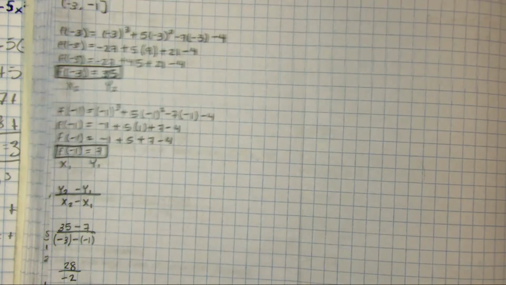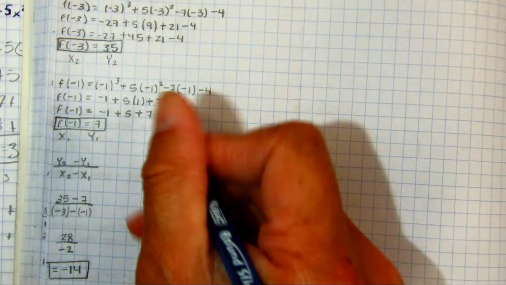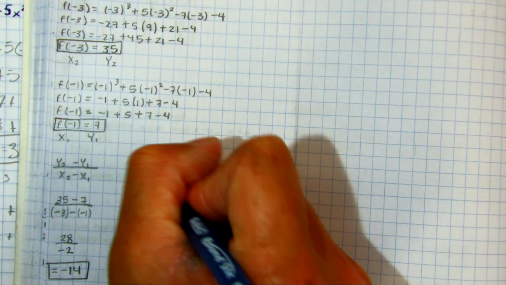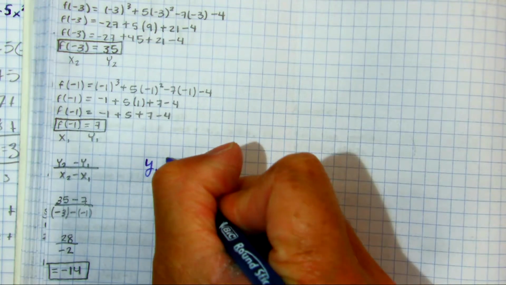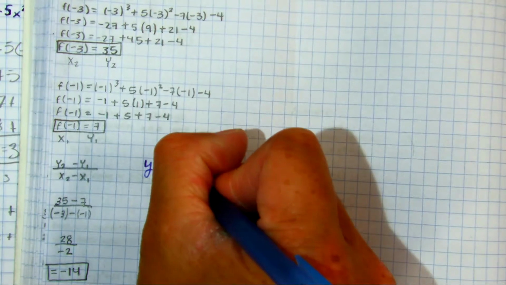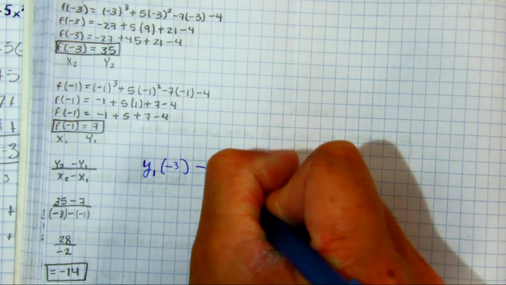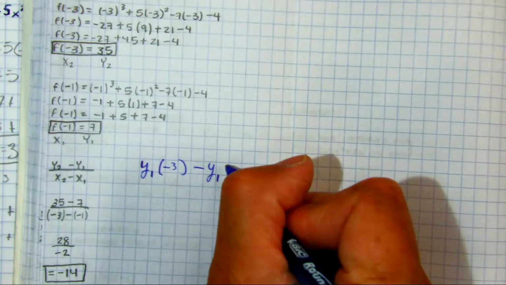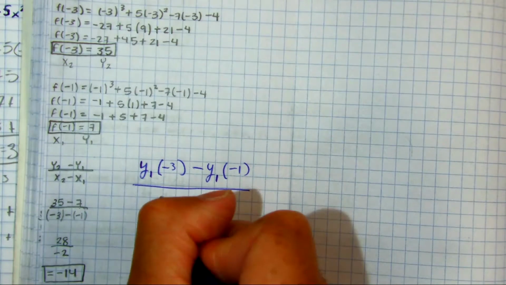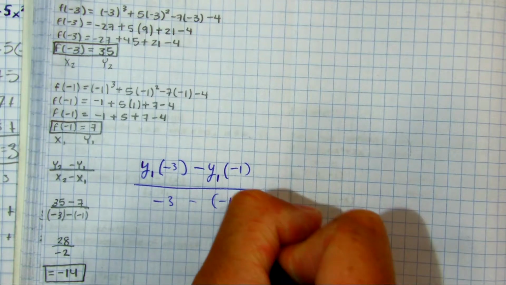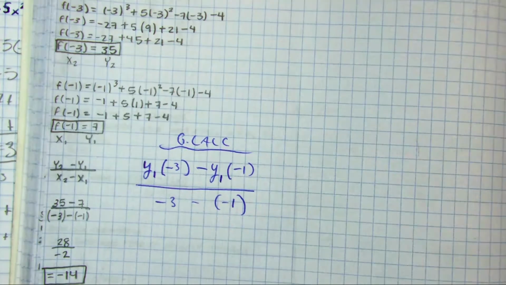Now, the calculator commands for the average rate of change are going to be slightly different. So this is what our calculator command is going to look like. Y1 of negative 3 minus, okay, this is not a typo, y1 again, the same function, but now we're evaluating negative 1, over negative 3 minus negative 1. So this is my graphing calculator command. Let's put that in.